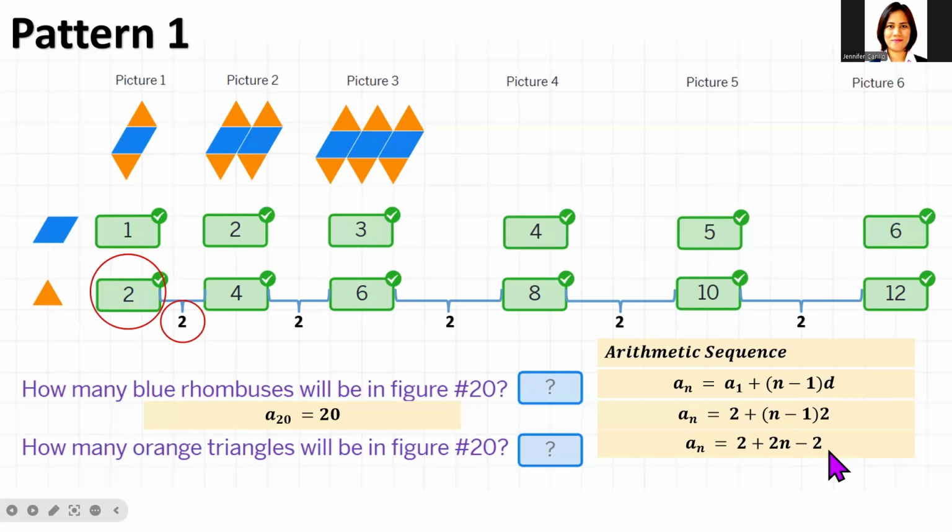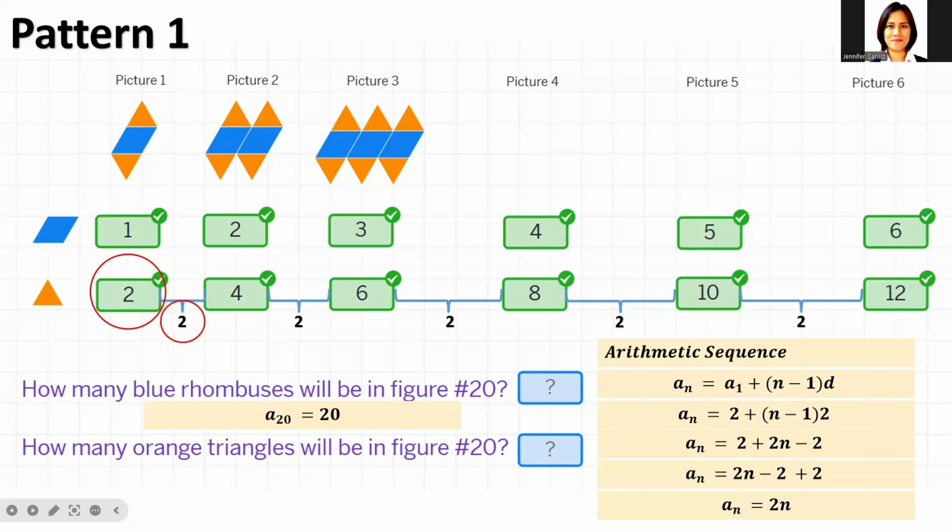Next, let us combine similar terms. The similar terms here are negative 2 and 2. You can rearrange it or cancel it automatically. That means negative 2 plus 2 is 0. So what remains is a sub n is equal to 2n. This means that the nth term of the sequence is equal to twice n.